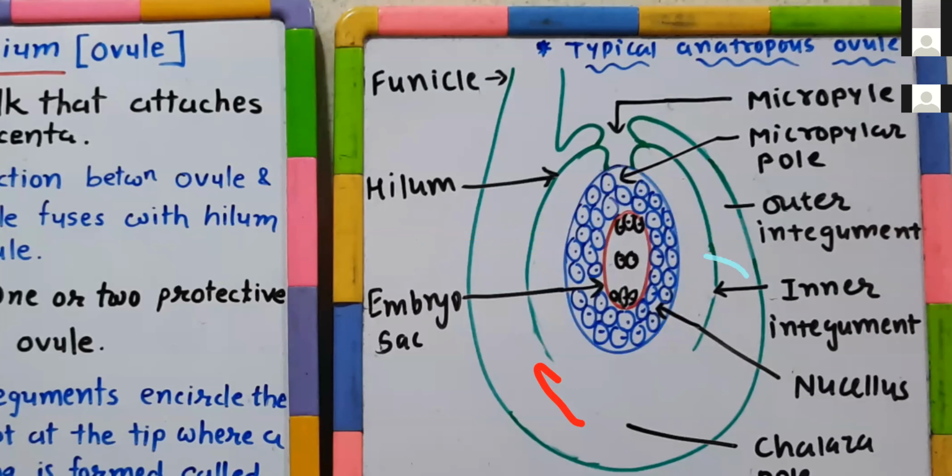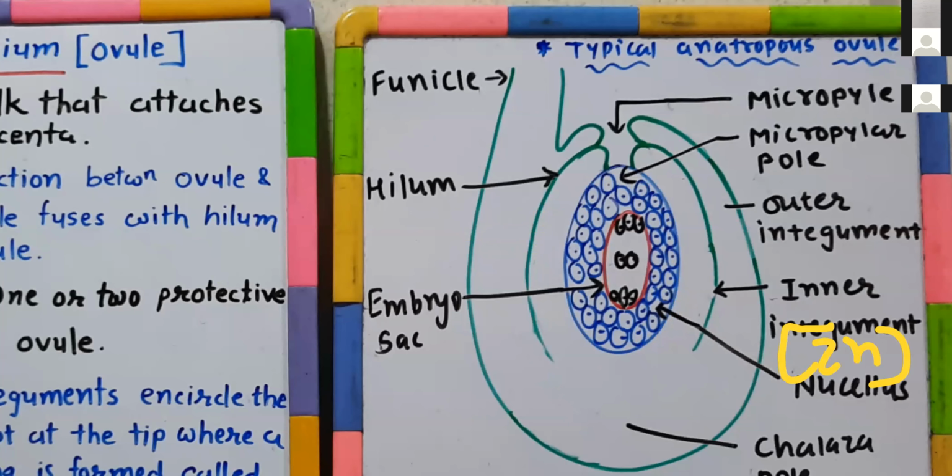Then if somebody asks you what type of ploidy the nucellus has, you can say the nucellus cells are diploid in nature. So that is about the nucellus. Speciality, these cells have abundant reserve food material in them. The cells are rich in nutrients.